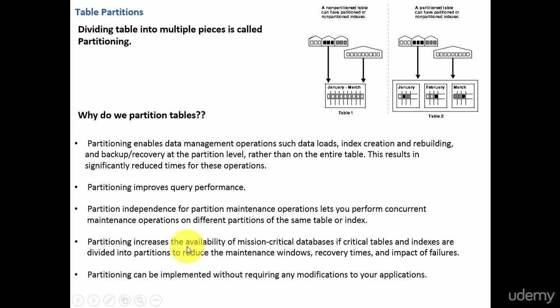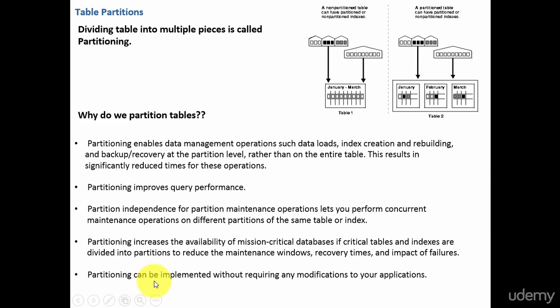Cool, right? And partitioning increases the availability of mission critical databases if critical tables and indexes are divided into partitions to reduce the maintenance window, recovery times and impact of failures. Because we are able to perform the operations concurrently, we can complete the task faster, and automatically the maintenance window will be reduced. That means we can perform the operations quickly and then bring back the application live.